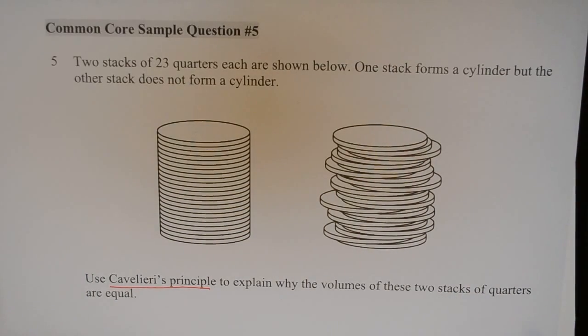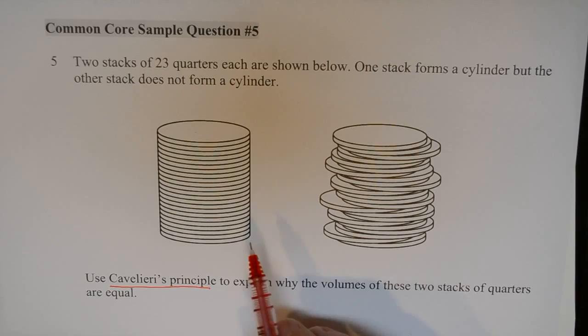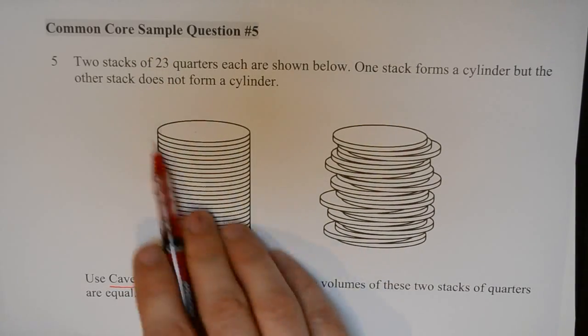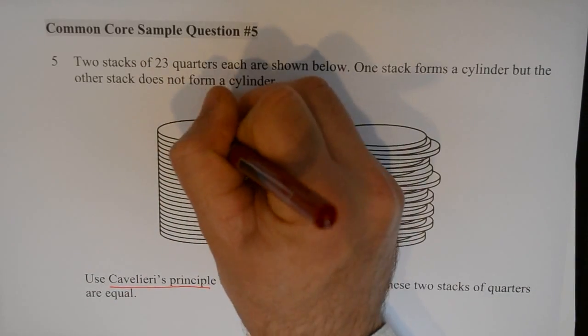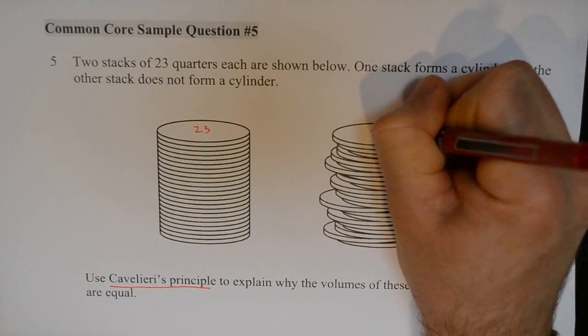So in this picture, we have a stack of, let's see, 23 quarters, right? So each one of these are quarters. And there are 23 quarters in this pile, and there are 23 quarters in this pile.